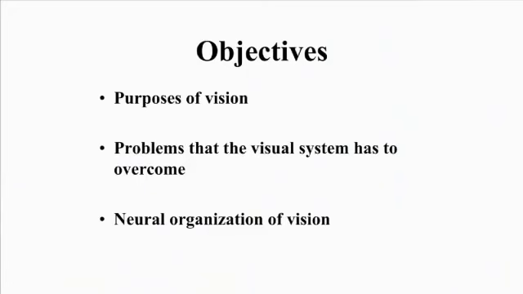So one of the things we can think about is what are the purposes of vision? What do we use sight for? And we'll talk about that. Problems that the visual system has to overcome. What are the obstacles for vision to work accurately and efficiently? And how does the brain organization of vision subserve the human capacity to see?